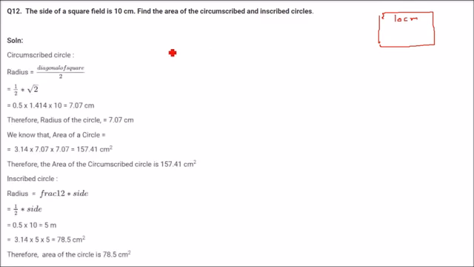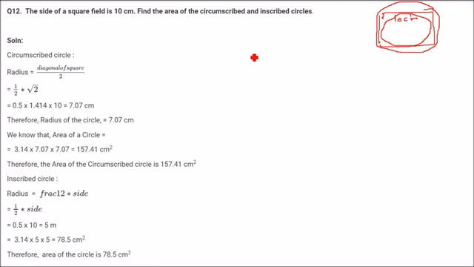This is the answer. The side of a square field is 10 centimeters. So we have a square field. All the sides are equal, and the side is given as 10 centimeters. Find the area of the circumscribed and inscribed circle. So what is the circumscribed and inscribed circle? Inscribed is the inside one, the circle inside this. And the circumscribed is the circle passing through all the corners, which is outside.